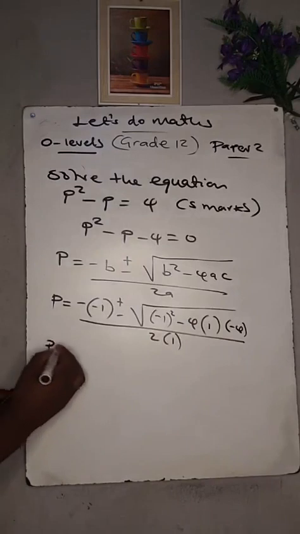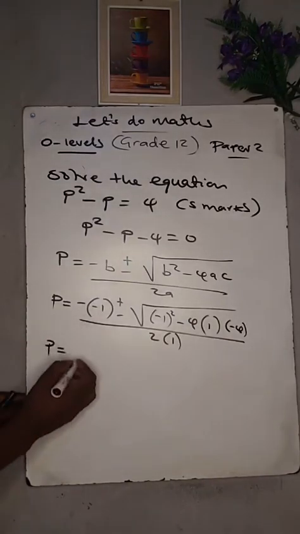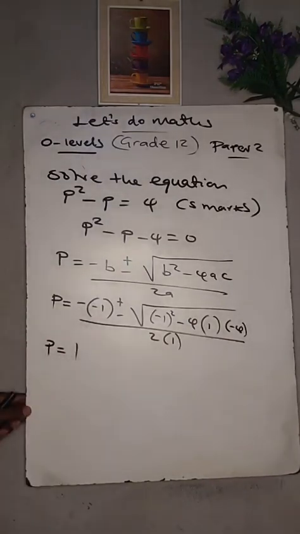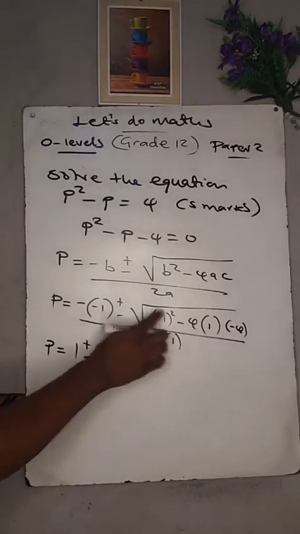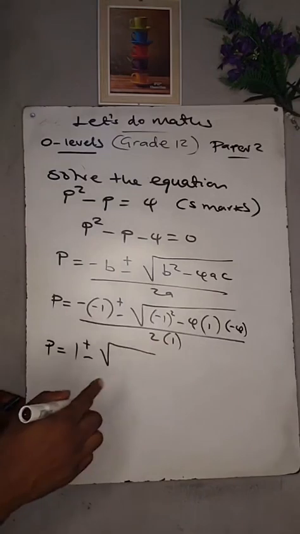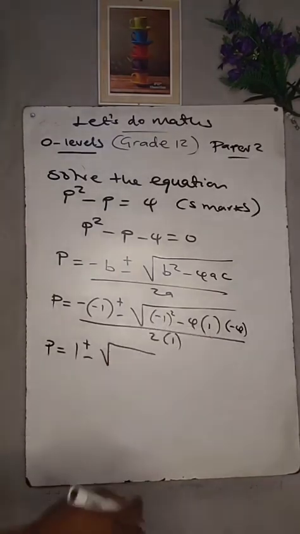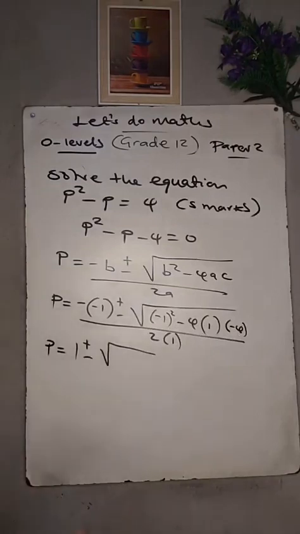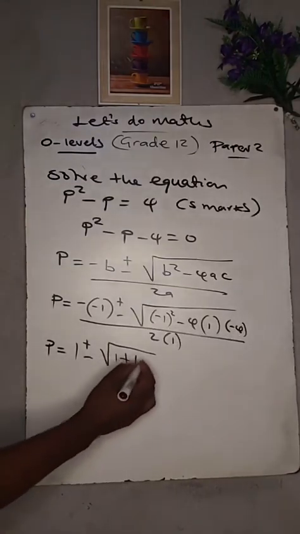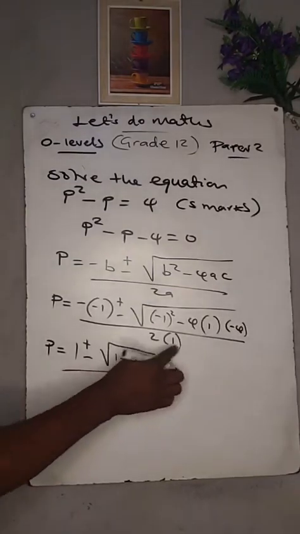So p is equal to negative times negative 1, we get positive 1. Right, positive or negative square root. So negative 1 squared is 1. Then negative 4 times 1 is negative 4. Negative 4 times negative 4, we get positive 16. So we're going to have 1 plus 16 over 2 times 1, which is 2.